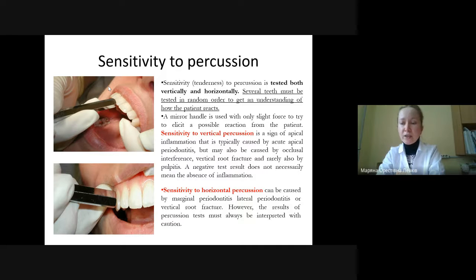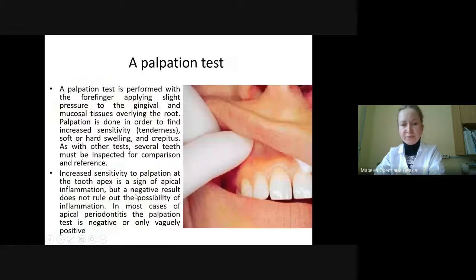Sensitivity to vertical percussion is a sign of apical inflammation that is typically caused by acute apical periodontitis, but may also be caused by occlusal interference, vertical root fracture, and rarely also by pulpitis. A negative test result does not necessarily mean the absence of inflammation. And sensitivity to horizontal percussion can be caused by marginal periodontitis, lateral periodontitis, or vertical root fracture. However, the results of percussion tests must always be interpreted with caution. Here you can see vertical percussion and horizontal percussion.